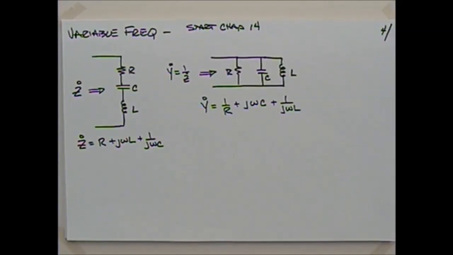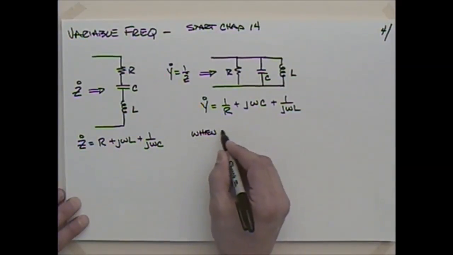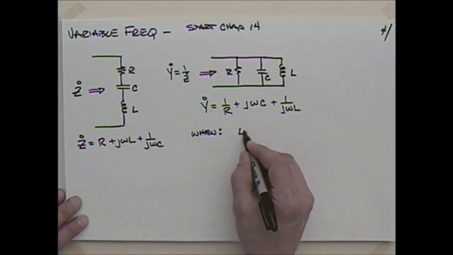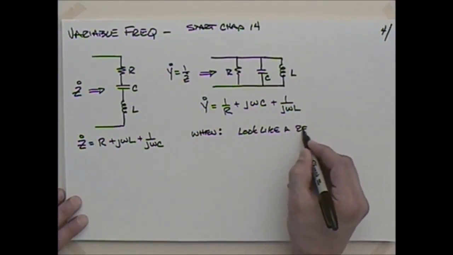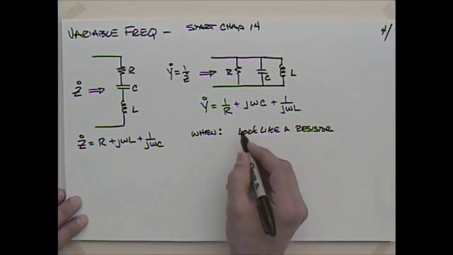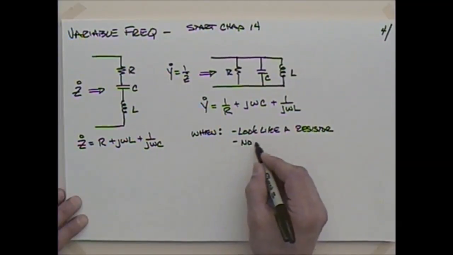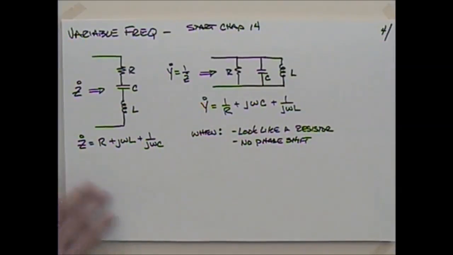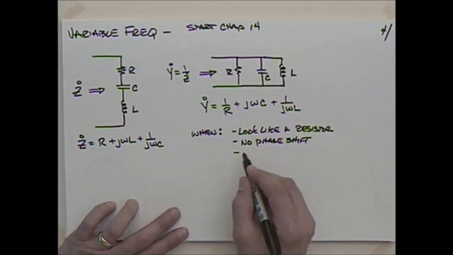And we want to ask the question, when does this look like a resistor? That might be one way of asking it. Another one might be, has no phase shift. Those happen at the same point, right? If it looks like a resistor, it's not going to have any phase shift. We could use a fancy new term, resonance.